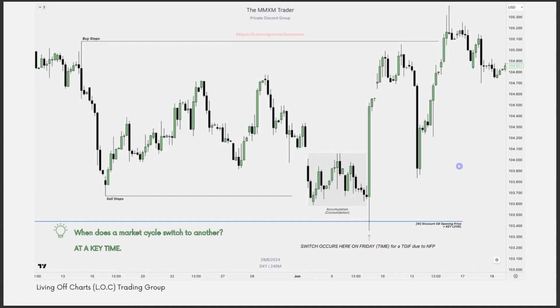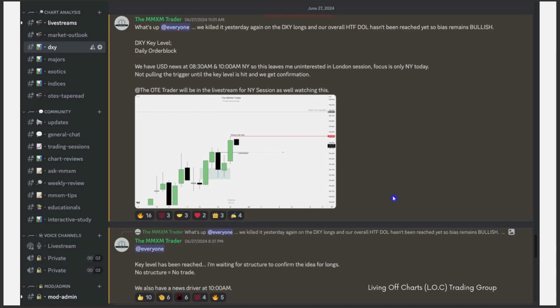Now when does a market cycle switch to another? It is always at a key time, right? And over here we've got that manipulation lower and then we reverse into that market cycle, right? And this occurs during a Friday for a TGIF, and that is because of NFP. Over here we've got a Discord screenshot, right? Why we called this direction, and we can clearly see the key level daily order block, right? And then when does a reversal happen? We also outline that over here, right? News at 8:30 and 10 a.m.